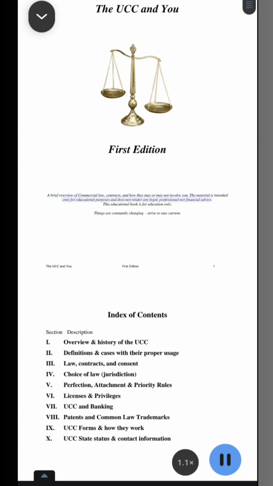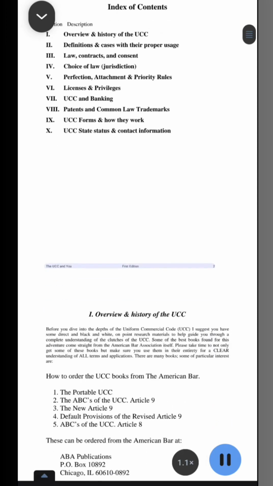The material is intended only for educational purposes and does not render any legal, professional, nor financial advice. This educational book is for education only. Things are constantly changing, strive to stay current.